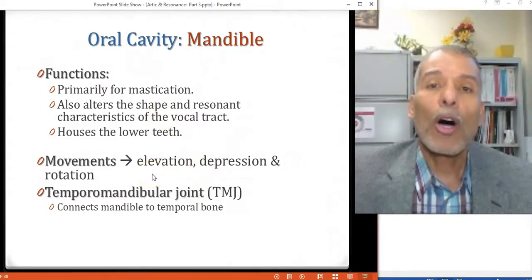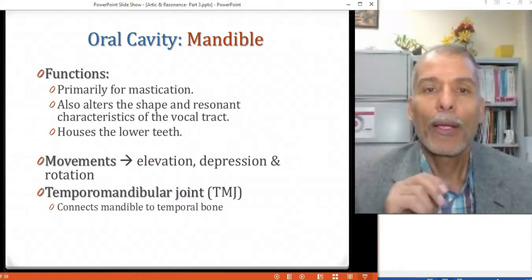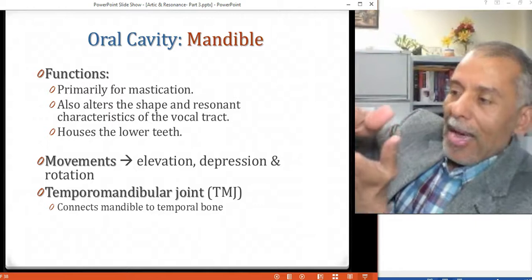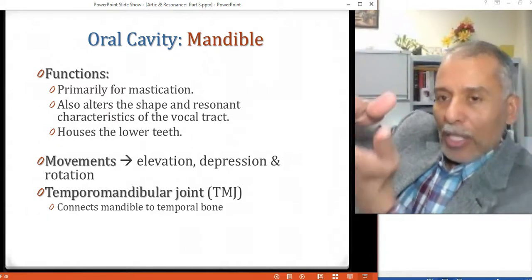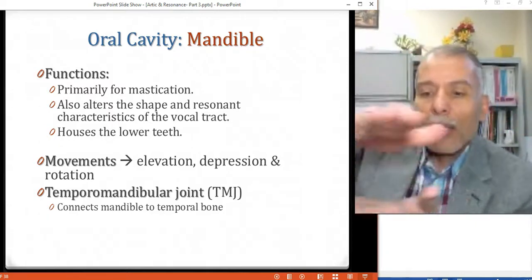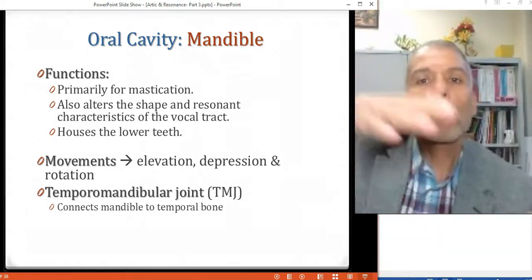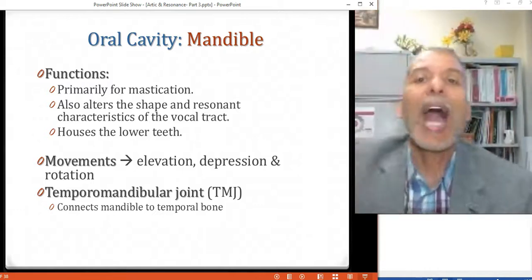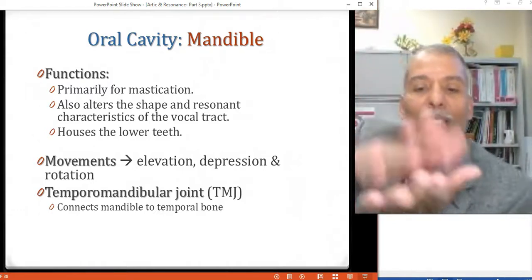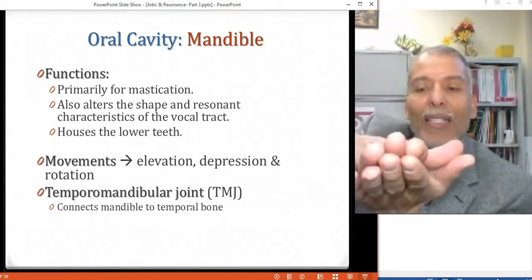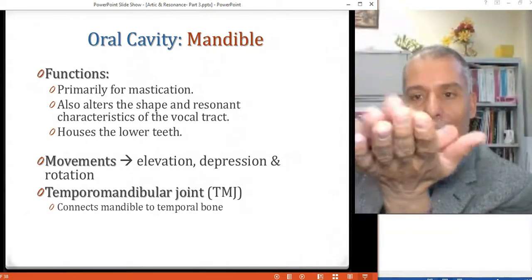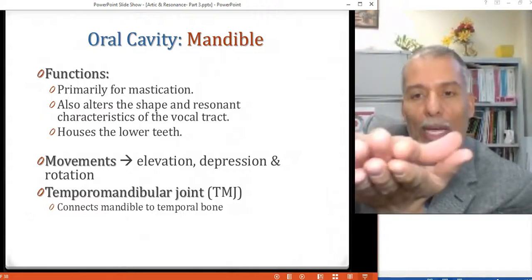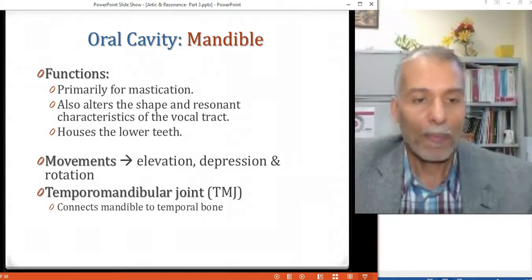The movements of the jaw are three. The jaw can be elevated and it can be lowered, so elevation and depression, and rotation. When you chew, watch anyone who's chewing. They don't go like this. They go up and rotate, up and rotate. So crush food and rotate to grind it.